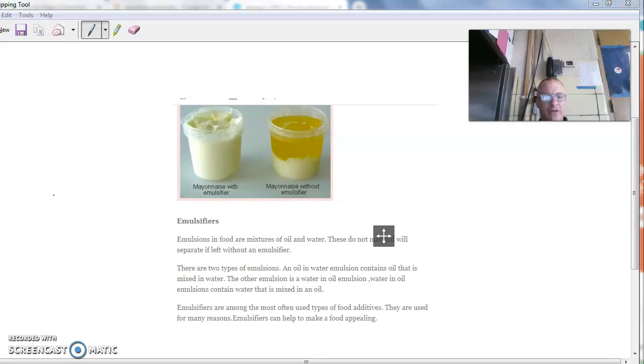But very often they put in something called an emulsifier. Emulsifiers keep the liquid in liquid emulsion stable so it doesn't separate. Here's what mayonnaise looks like. You've seen mayonnaise, but with an emulsifier, it stays just like that. If mayonnaise didn't have an emulsifier, a thing to keep it stable and together, it would separate into the oil and the water components, and it would look kind of nasty. It's not very appealing. Emulsifiers are very common in food additives. They're used to make the food more appealing. So that's what emulsions are.